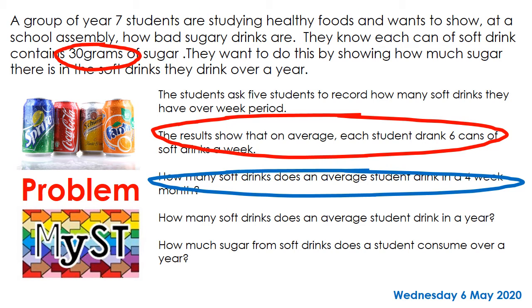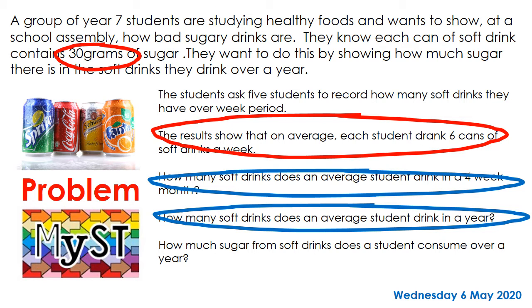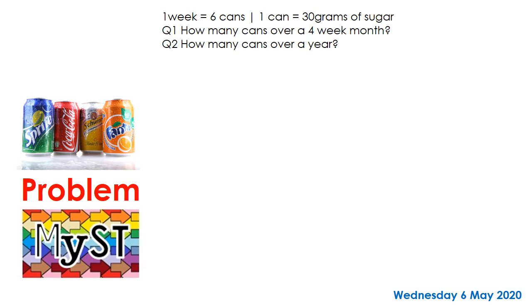So let's have a look now. Now we're going to identify what we are being asked to work out. What are we actually being asked to solve? The first question they want to know is how many soft drinks an average student drinks in a 4-week month. So first one, how many cans over a 4-week month? That's our first question, nice and clear. And then what's the next question? How many soft drinks does this average student drink in a year? So I write that down, how many cans over a year?